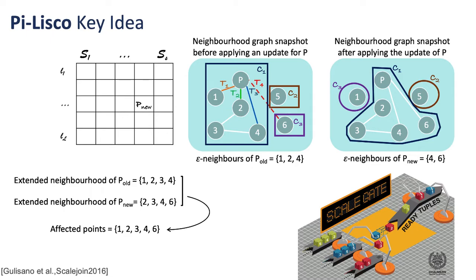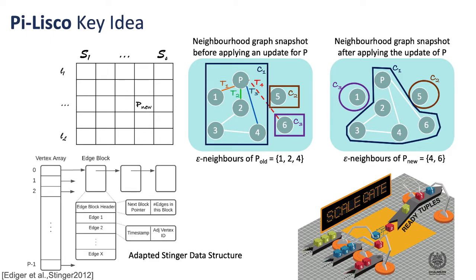Also, to maintain the neighborhood graph and allow concurrent updates, we customize the Stinger data structure. Stinger is a generic data structure that is suitable for graph problems while enabling parallelism. You will find more details about the query and how we adapt ScaleGate and the customized Stinger in the paper.